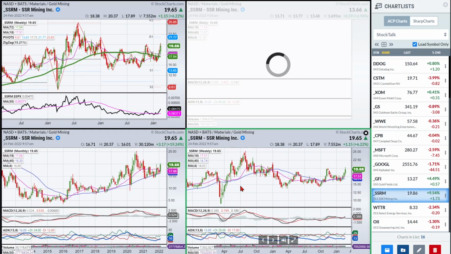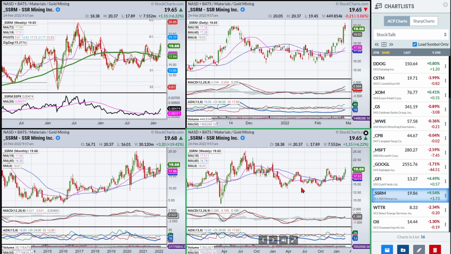SSRM is another gold stock. Low ADX on the weekly chart. One fly in the ointment on this one. Everything's looking good. Look at this relative strength line kicking in. I just don't like the fact that the 18-month is declining. So I could see this taking a little bit more time to get going.